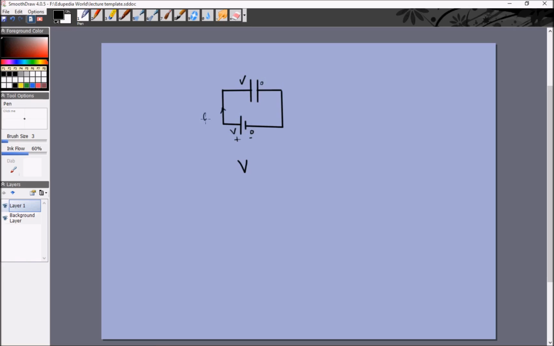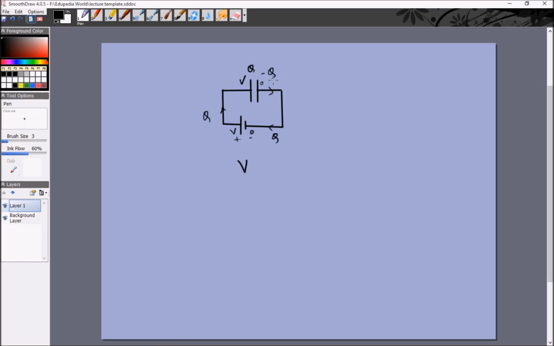Now if an amount Q of charge is flowing from the positive end of the battery, then an amount Q of charge must be flowing into the negative end of the battery. Where does this charge Q go? It goes at this end. And if this charge Q is coming into the battery, it must be coming from this plate. So if Q of charge is flowing out of this plate, then the charge on this plate is minus Q.